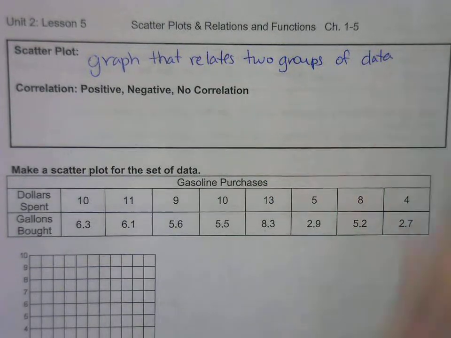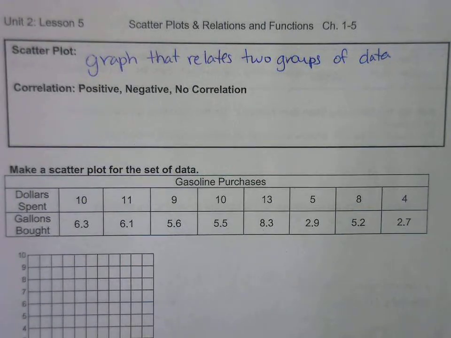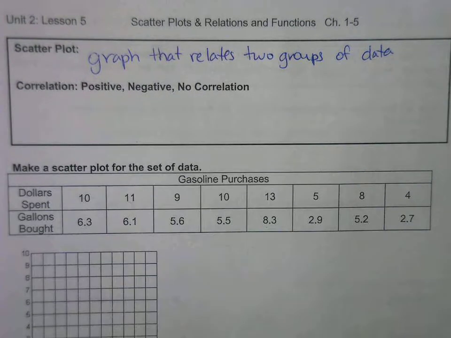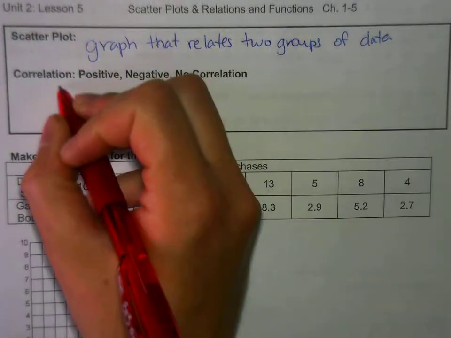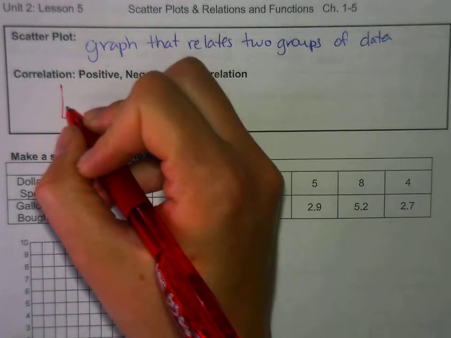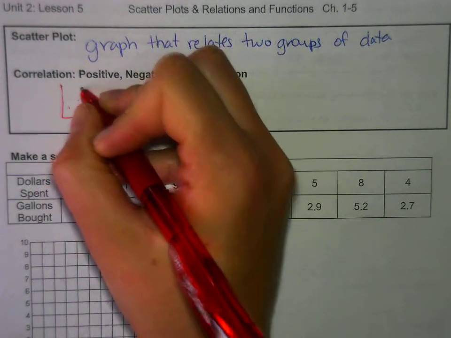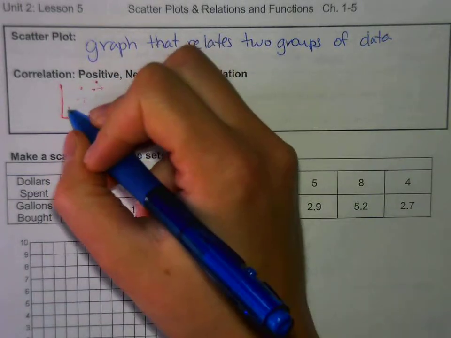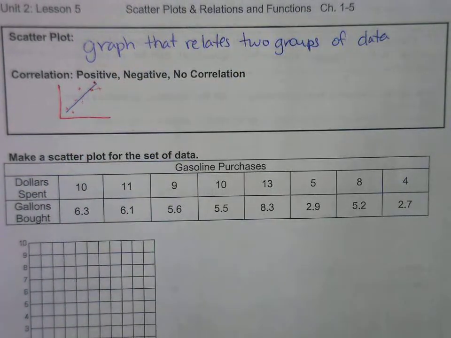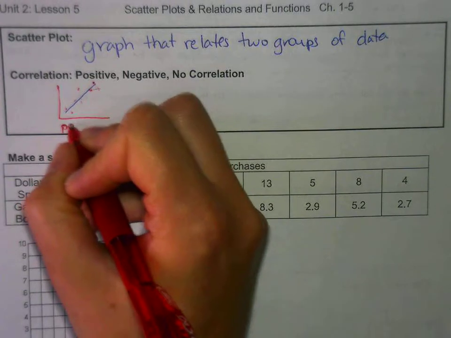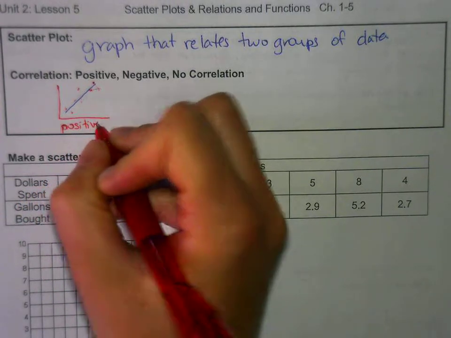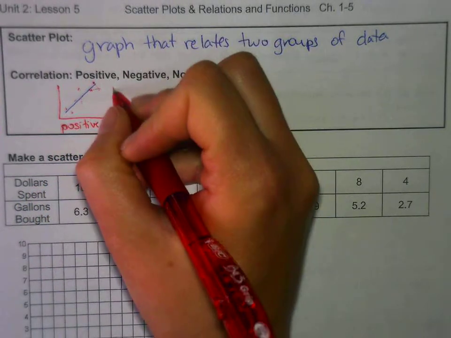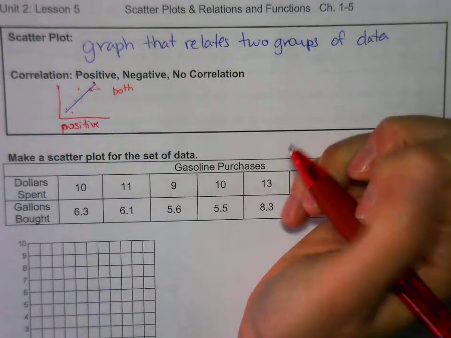So when we have a scatter plot, we can have what's known as a correlation. There can be a positive, a negative, or no correlation. So if we take a look, a positive correlation would be when we have a scatter plot and the data all seems to have a trend line that is going in the positive direction. So this is a positive correlation, and that means both sets of data are increasing.